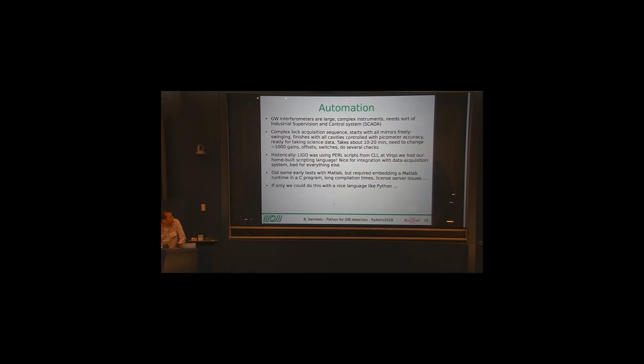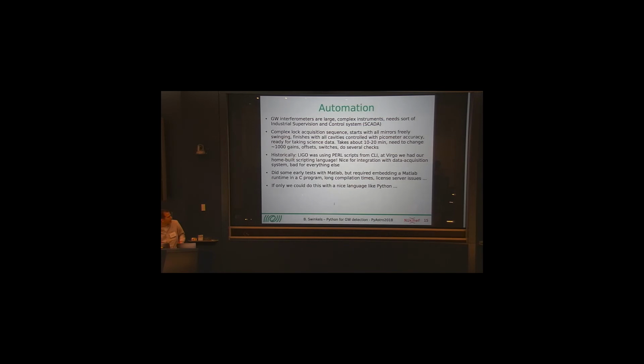Then a little bit about the automation. These machines are enormous, really large in scale, but also really complex, so you need some sort of industrial automation system. You also have a really complex sequence of events that we need to do to start up this machine. Typically, when the machine is switched off, all the mirrors are freely swinging. But when we want to measure, we need to keep everything controlled with picometer accuracy. To do this startup, we have an automatic procedure which takes about 10 minutes, and during this time we need to flip many switches, change gains, offsets, things like that.